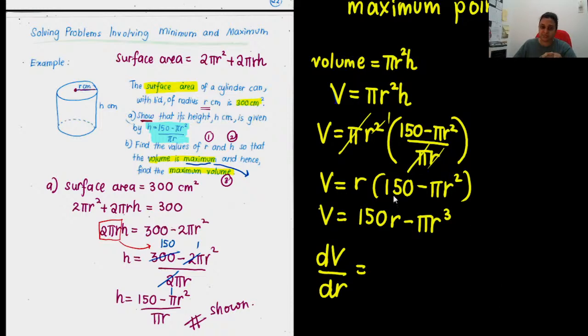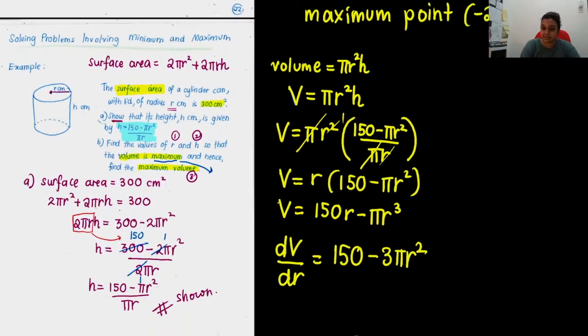Okay, now let's differentiate this. We will get 150 minus 3 pi r square. Yes, correct. 150 minus 3 pi r square. Okay, from here, we already differentiated this. Therefore, let's find the value of r because they say that the volume is maximum.